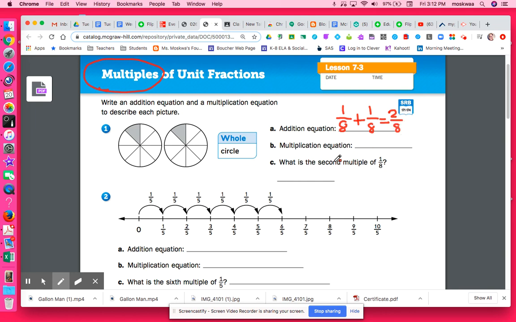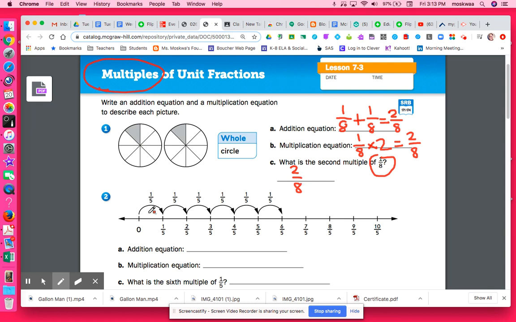Now I need to write a multiplication equation, which is nice because I don't have to write as much. It means I have 1/8. Oops, sorry folks, I'm running out of space here. Times 2. 1/8 times 2 equals 2/8 as well, because we know multiplication is really just repeated addition. So what is the second multiple of 1/8? Well, the first multiple of 1/8 is 1/8, so the second multiple is 2/8. Just like the third multiple would be 3/8, and the fourth multiple would be 4/8, etc., etc.